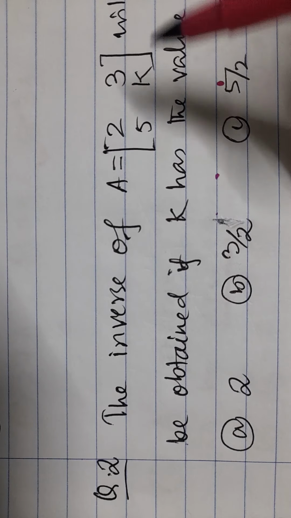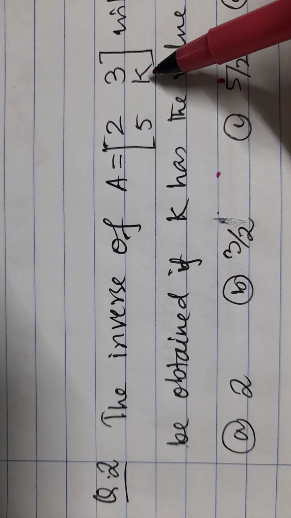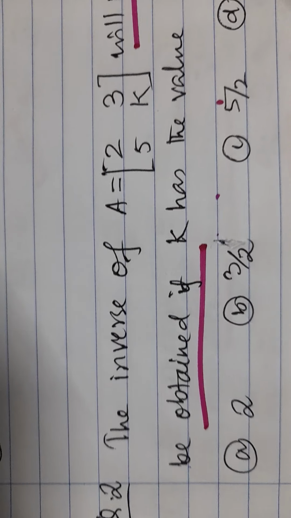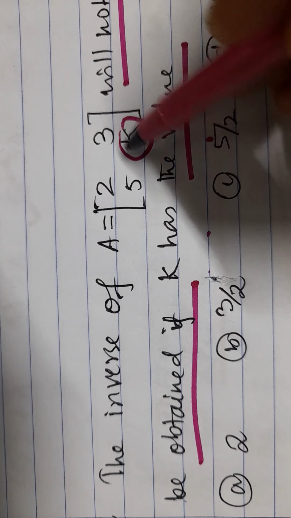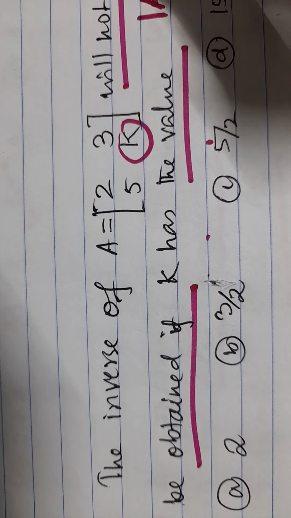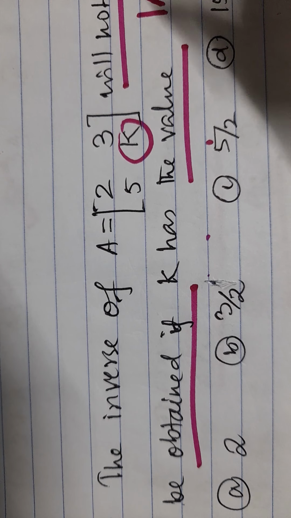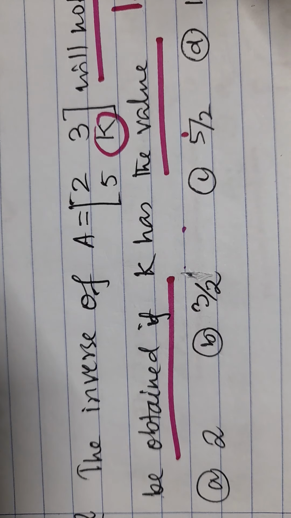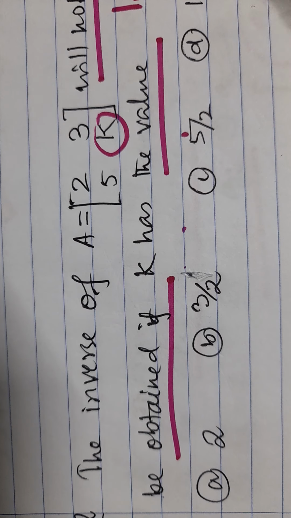Second: the inverse of the matrix A with entries 2, 3, 5, k will not be obtained. Be careful, see the question. It will not be obtained if k has which value? Singular matrix means what? If determinant A is equal to 0, that is called singular. And if determinant A is not equal to 0, then it is non-singular.